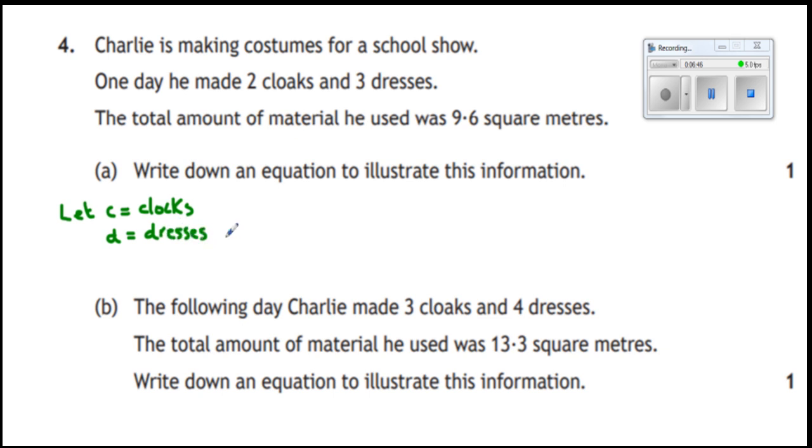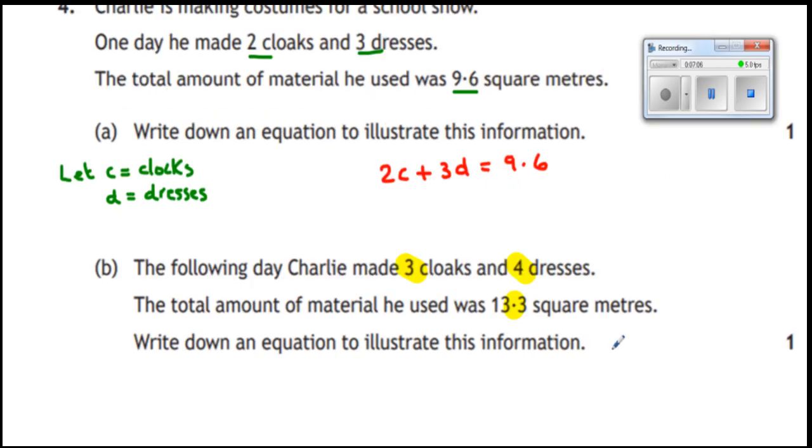That must be stated in your question. So what have we got then? We've got 2 cloaks and 3 dresses, and the amount of material was 9.6. So if we write that down, we get 2C plus 3D is equal to 9.6. Now likewise for the second one, we've got 3 cloaks and 4 dresses, and the material used was 13.3 square metres. So if we write that down, we've got 3C plus 4D is equal to 13.3.